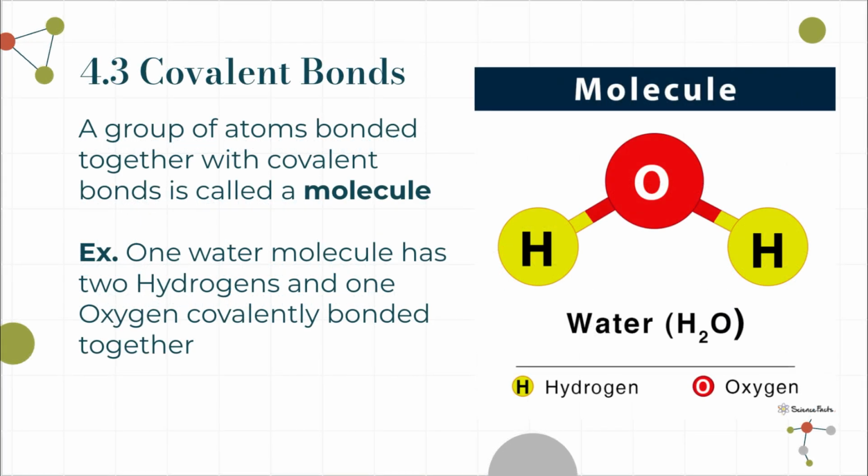Continuing on from what was discussed earlier on covalent bonds, a group of atoms bonded together with covalent bonds is called a molecule. Again, these bonds form when atoms share electrons to achieve greater stability. For example, a water molecule, H2O, is composed of 2 hydrogen atoms, indicated as H, and 1 oxygen atom, indicated as O. These atoms are covalently bonded, meaning they share electrons. This structure allows water to have unique properties, crucial for life. We can see that understanding covalent bonds is fundamental in chemistry and helps explain the behavior of various substances.